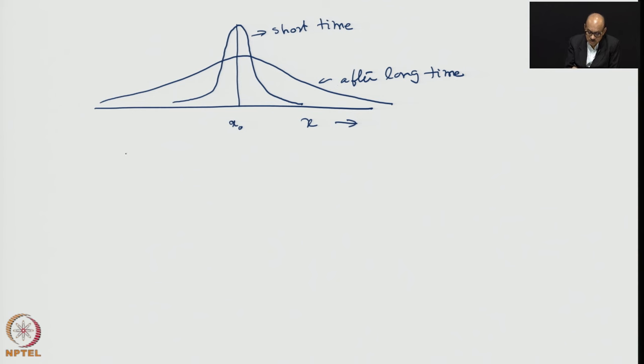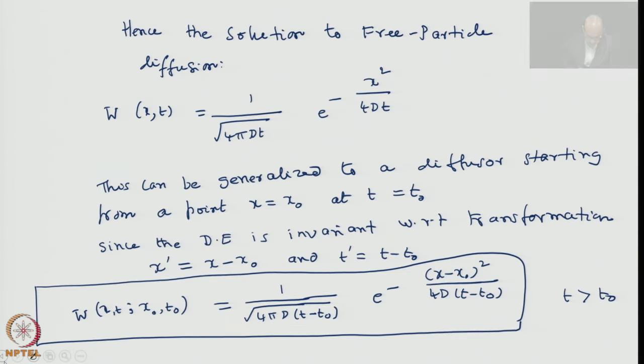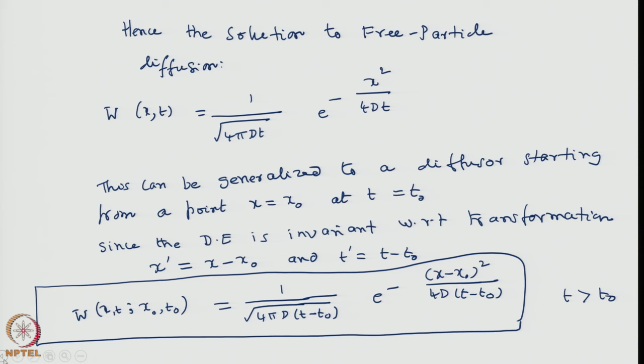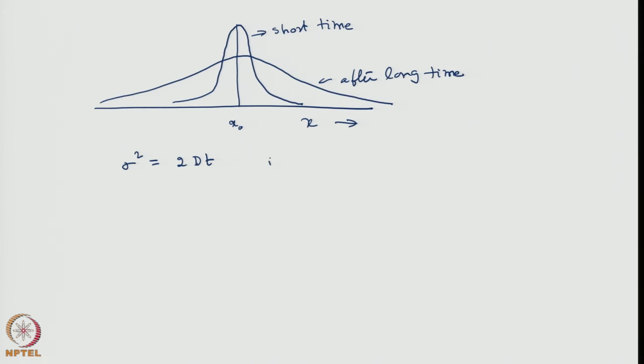So, the important properties we can see from this are that the variance sigma square is 2Dt because it is a Gaussian. You can see that it is a Gaussian with variance as 2D (t minus t naught). If, let us say, t naught equal to 0, otherwise it is t minus t naught. The mean is of course at x naught.